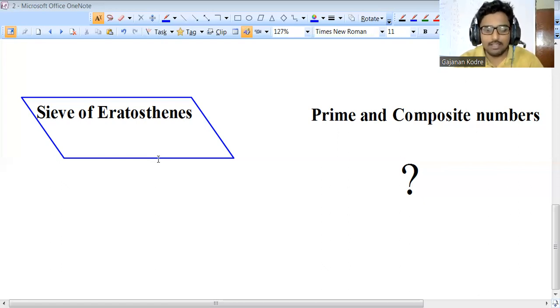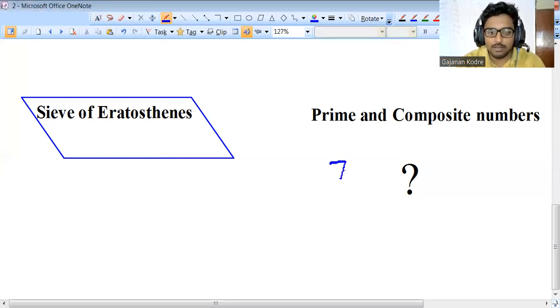But before that, I would like to ask, what is a prime number? Can you list a few prime numbers as well as can you differentiate? Can you find the difference between prime and composite numbers? Now, I would like to ask, whether 7 is a prime or composite number. Please let me know in the chat box or in the comment section. 7 is prime or composite number.